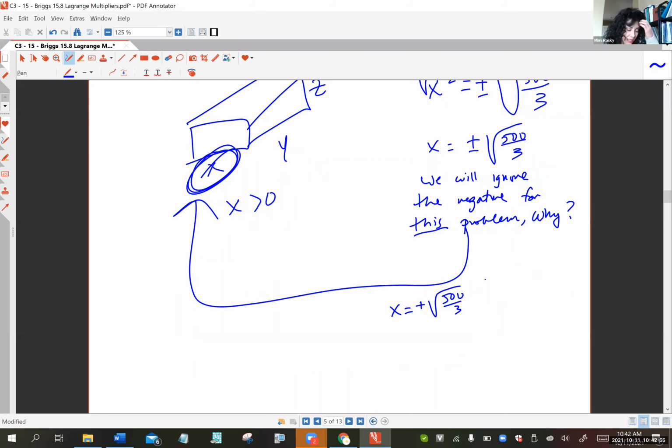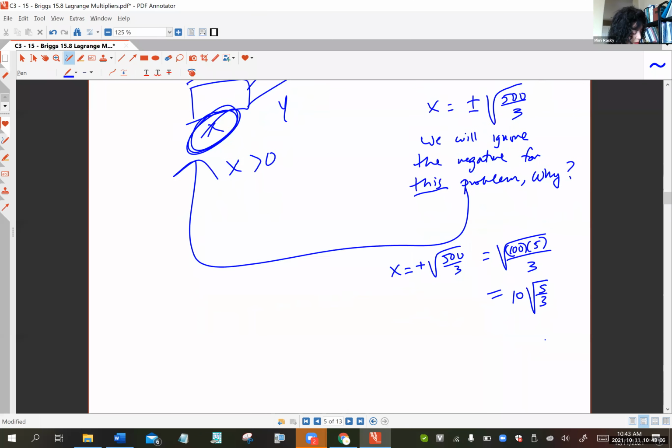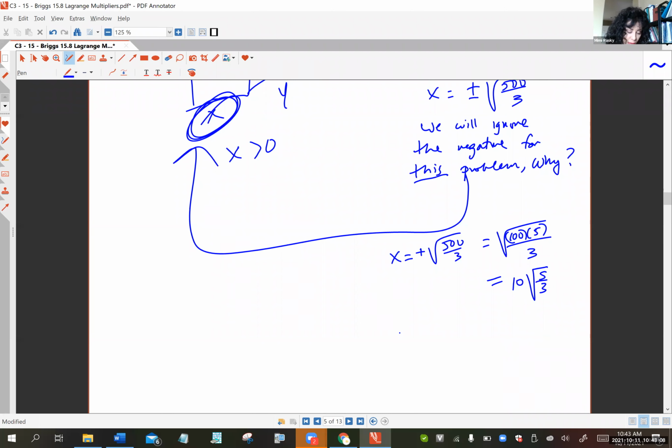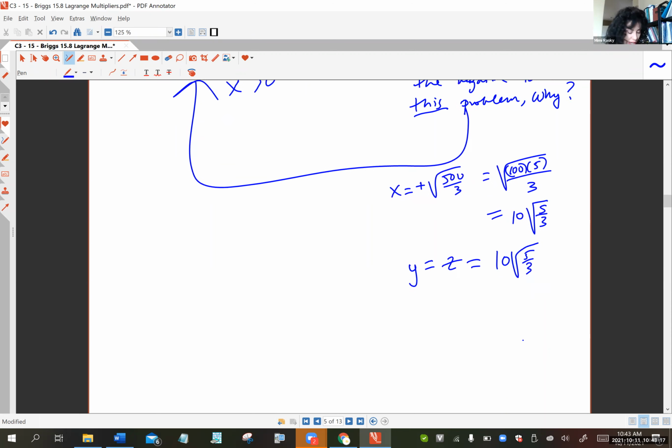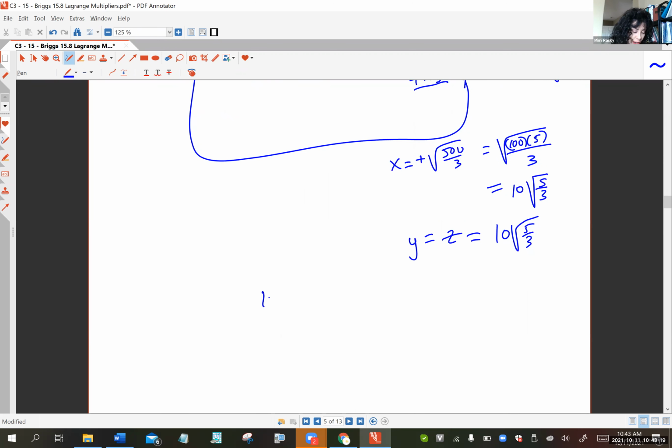And I can reduce this a little bit because 500 is the same as 100 times 5. And the square root of 100 is 10. It doesn't make it look that nice. But 10 times the square root of 5 thirds. And now remember that Y and Z are also equal to X. So they're also going to be 10 times the square root of 5 thirds. Okay, so the dimensions are 10 square root of 5 thirds by 10 square root of 5 thirds by 10 square root of 5 thirds.